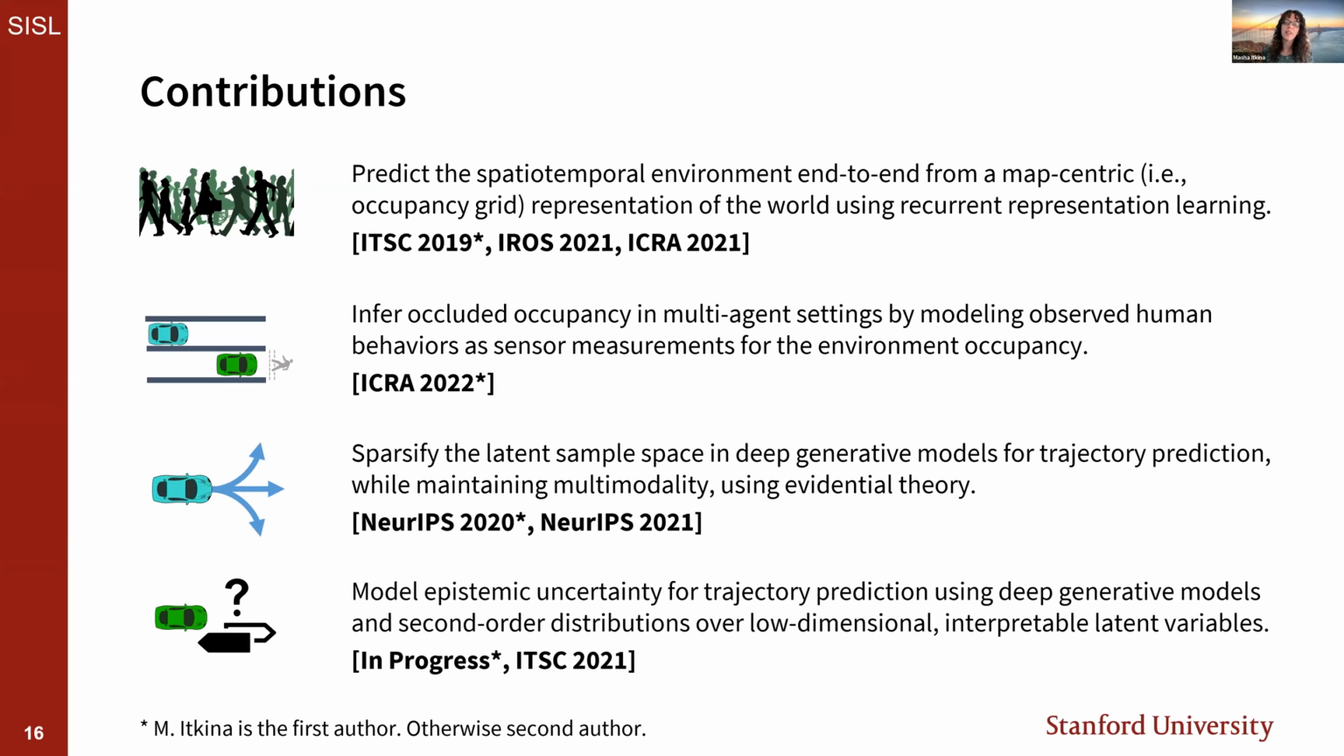Lastly, we consider how the learned perception model can handle out-of-distribution input data. We propose accomplishing this for trajectory prediction by learning parameters for second-order distributions, such as a Dirichlet distribution, over a low-dimensional and interpretable latent space.